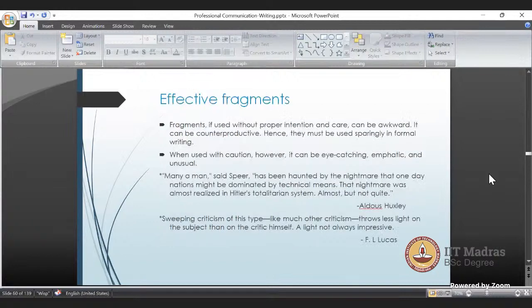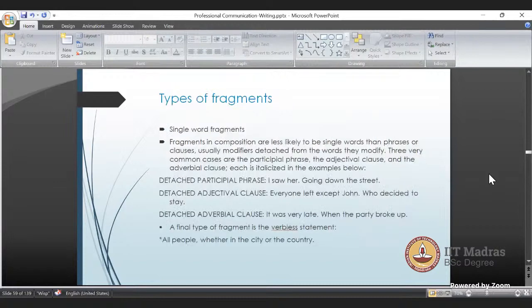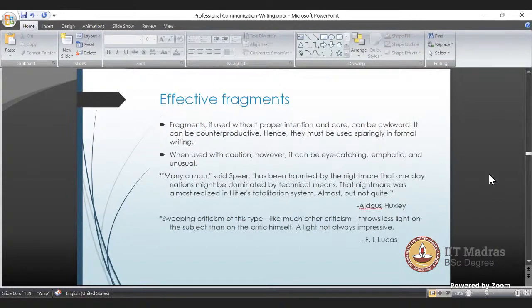Adjectival. Explain. No, ma'am, it is adverbial. Is adverbial? Okay. Again, explain. Ma'am, because it is pointing to the nightmare that the people will have. It talks about how mostly, right? If it is pointing towards a nightmare, then shouldn't it be adjectival? That nightmare was almost realized in Hitler's totalitarian system. You are right about adverbial, a detached adverbial clause, but the explanation was wrong. It is not talking about the nightmare. What is it talking about?